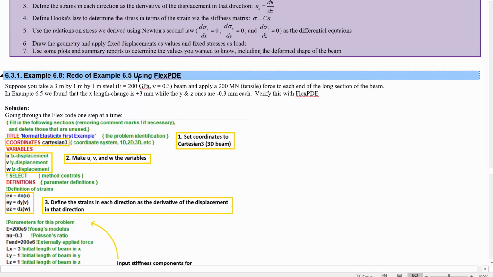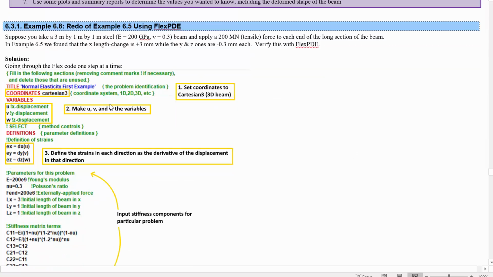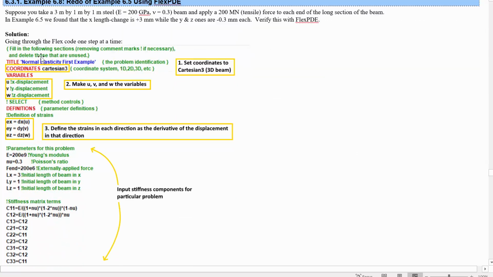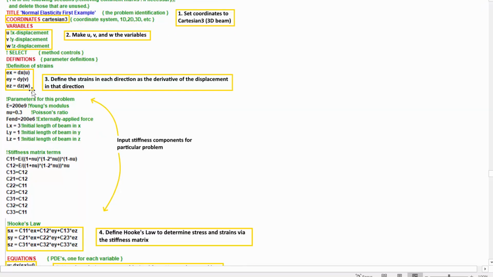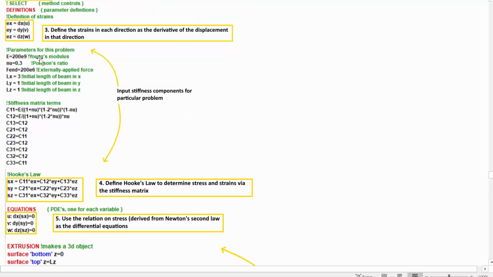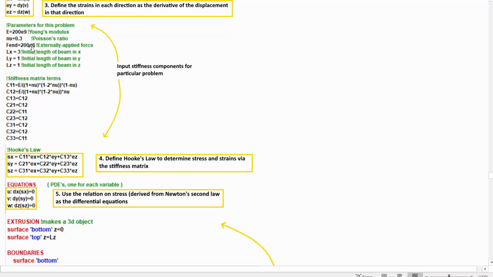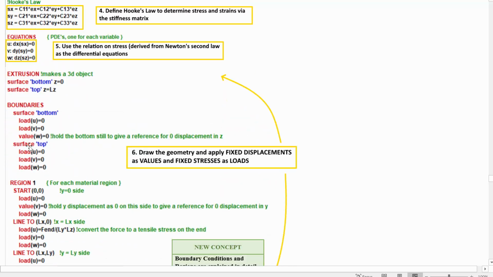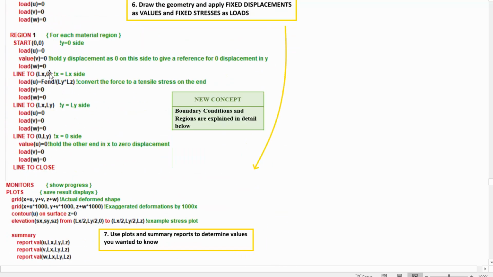The redo of example 6.5 using Flex. This is where we had the 3 meter by 1 meter by 1 meter steel beam, and we put 10,000 cars hanging from it. So what we're going to do is first set it up in Cartesian 3, and then make these things our variables, and define the strains in terms of slopes of displacement as the variables, and then put in the parameters: the Young's modulus, Poisson's ratio, whatever force we're going to apply in the end, and dimensions of the beam. We don't need to do that necessarily. We can draw out the beam later.